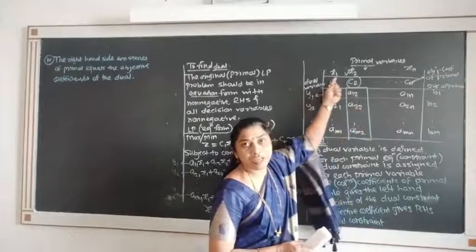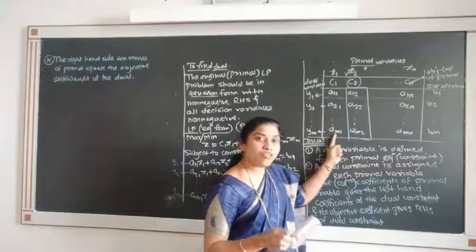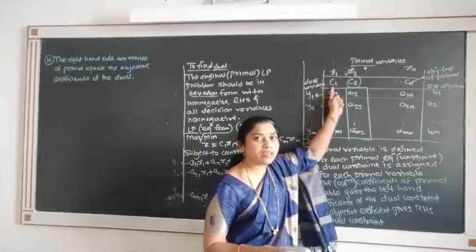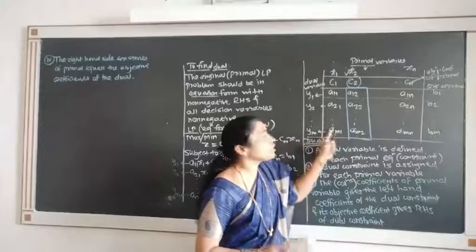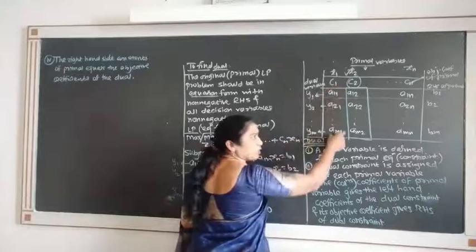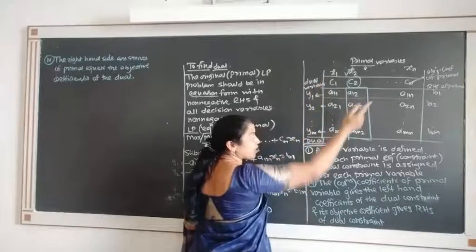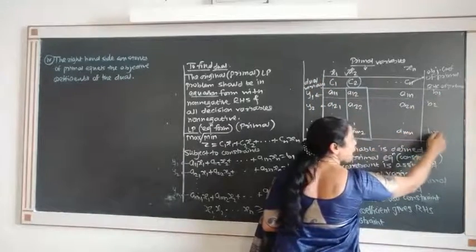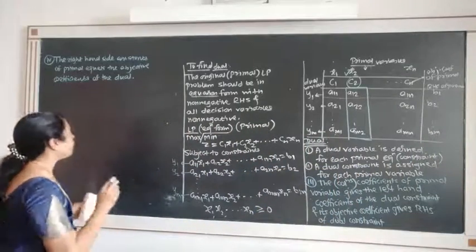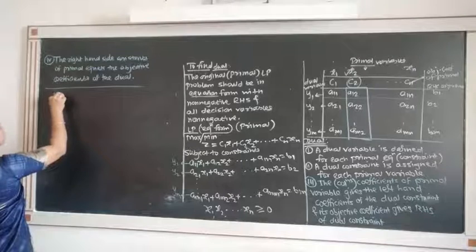So if you consider the primal variable x1, its coefficient gives the coefficients of the dual constraint and its objective gives the right hand side of the dual constraint. So each primal variable gives us one dual constraint. Then these coefficients give the left hand side of the dual constraint and its objective coefficient gives the RHS, and these RHS of the primal give the objective coefficients of the dual.